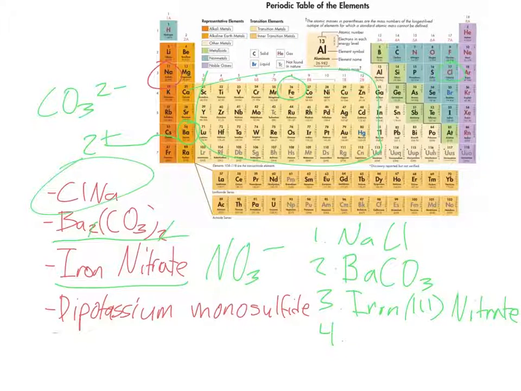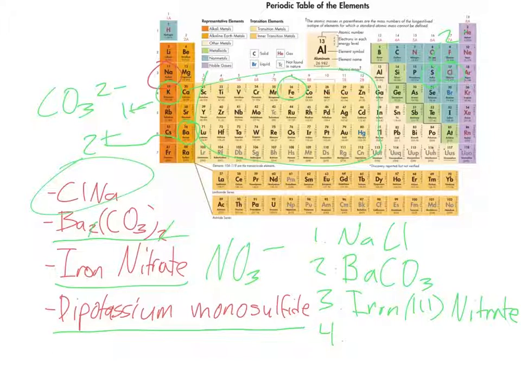Anyways, the next one, dipotassium monosulfide. So if we look at potassium right here, it is K, and that has a charge of 1 plus. And sulfide, or sulfur, has a charge of 2 minus. So you would need 2 potassium to counteract the sulfur.